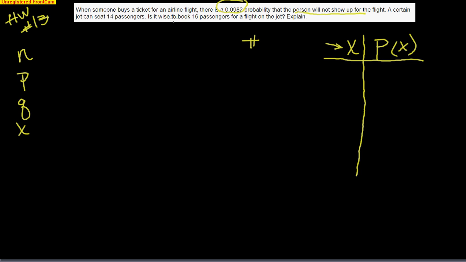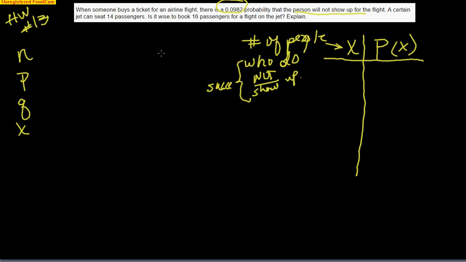So this is going to be the number of people, so it's discrete, it's countable, it's finite, who do not show up. There are no shows. All right. Therefore, if that's our x, p and x are always going to go together. If this is the number of people who do not show up, then this is your success. Not showing up is actually your success. So p is always the probability of a success. So the question becomes, what is the probability that somebody will not show up? And sure enough, they give us that value of 0.0982.